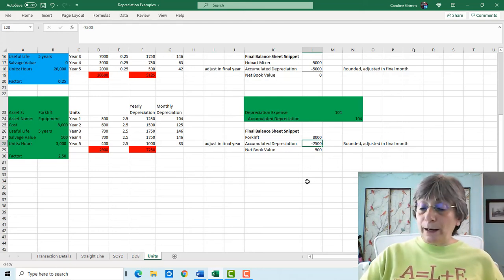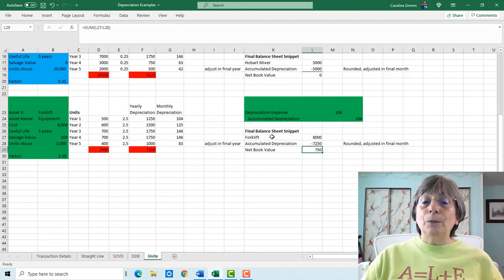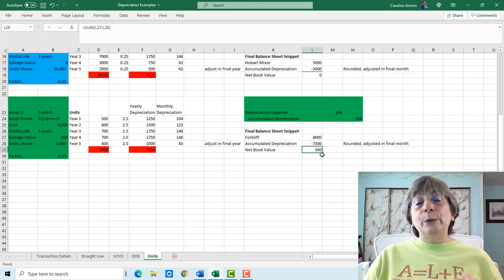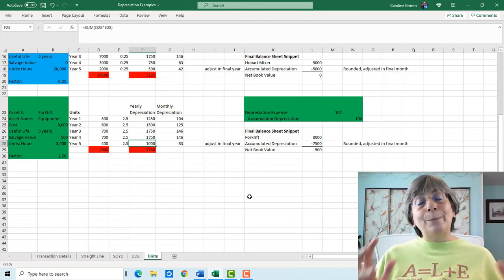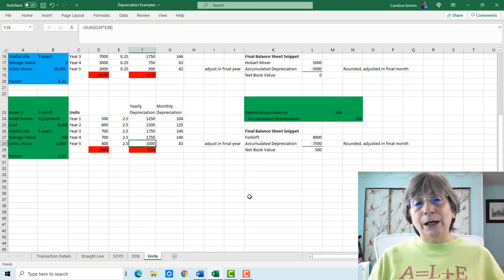So we would be at $7,250 here, which would give us a net book value of $750. But our net book value should be the salvage value of $500. So what we're going to do in that final year is make an adjustment right here. We're going to increase the depreciation that we take in that year to get us to where we need to be.